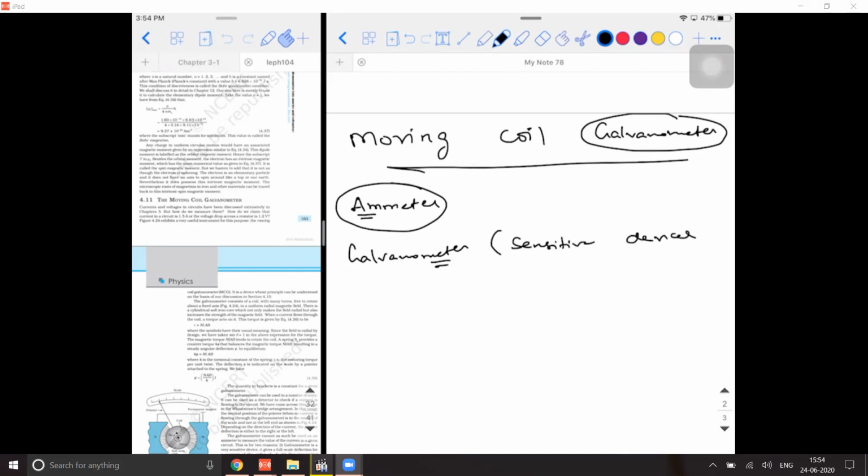Sensitive device in the sense it is like a sensor. So it will detect whether current is flowing or not, but it cannot exactly tell you how much current is flowing through it. Even if there is a circuit across which I have connected a galvanometer, even if there is a small amount of current flowing through the wire, the galvanometer will be able to detect that yes, current is flowing through this device. Okay, so that is the main objective of using a galvanometer.